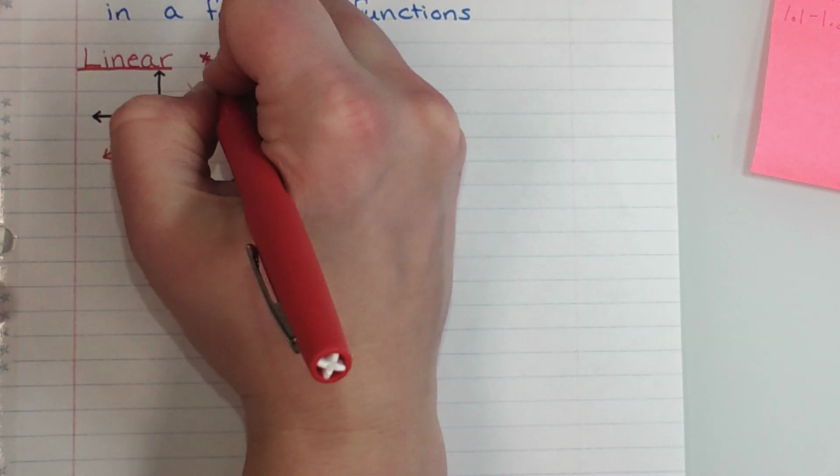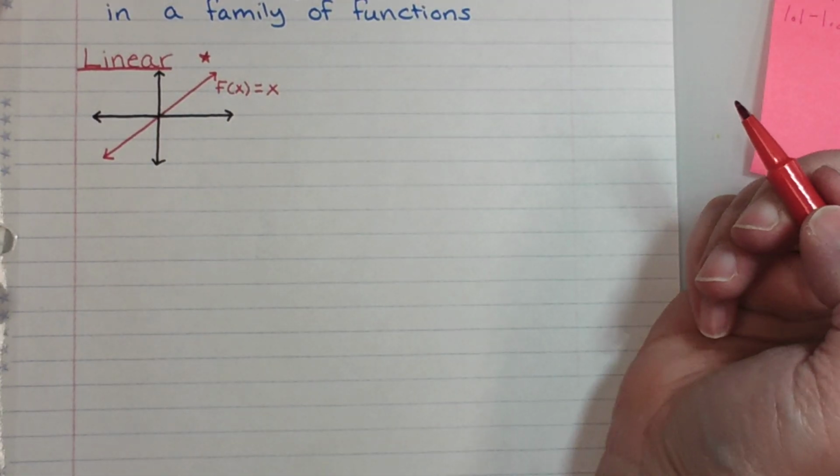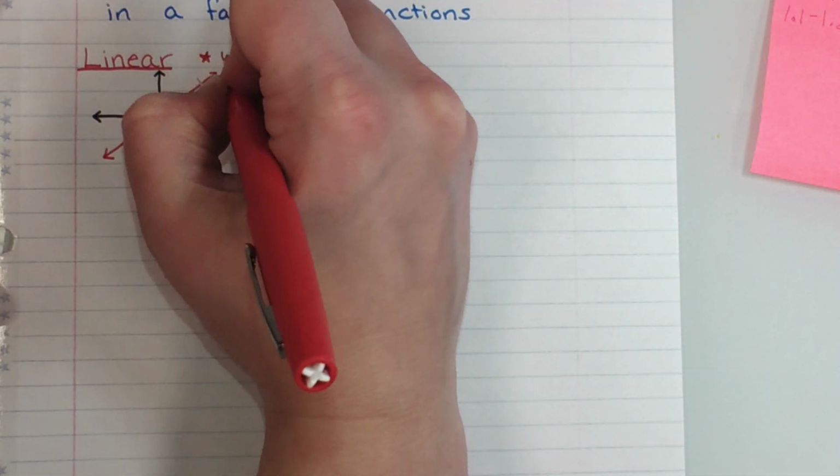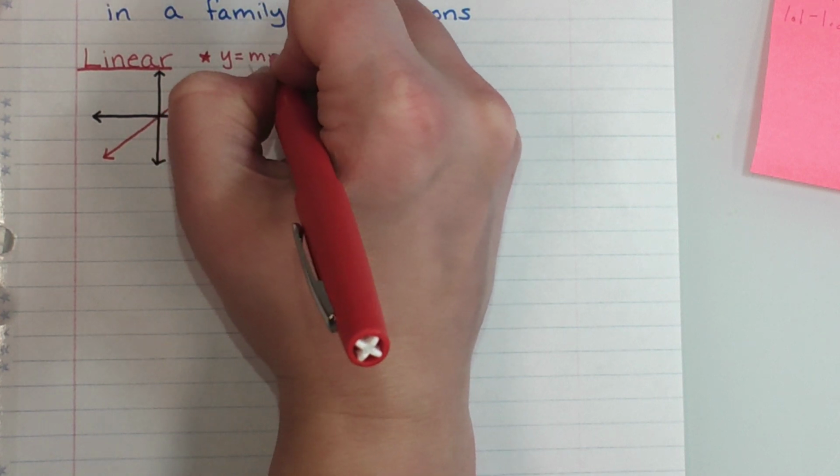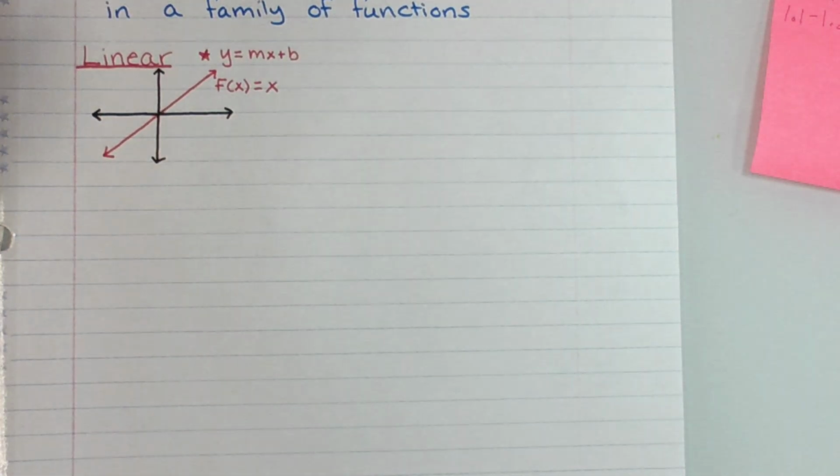Now, in general, what makes something linear is it can be written in the form of y equals mx plus b, where m and b are numbers. Y, aka f of x, and x are the only variables in there.